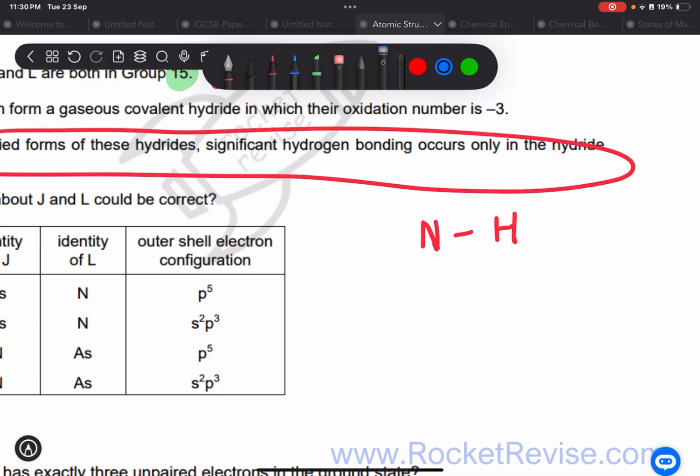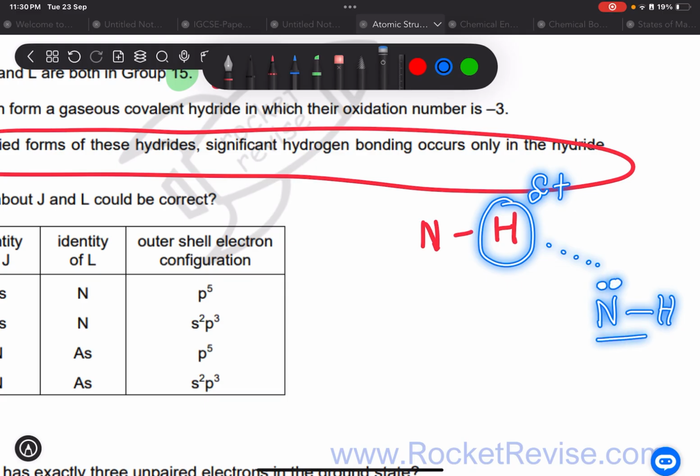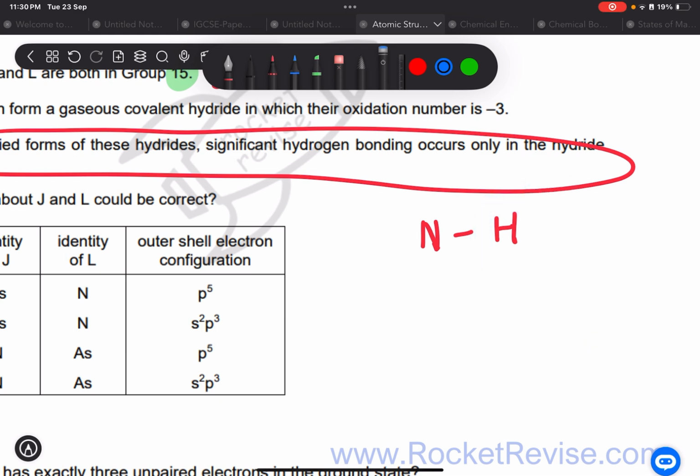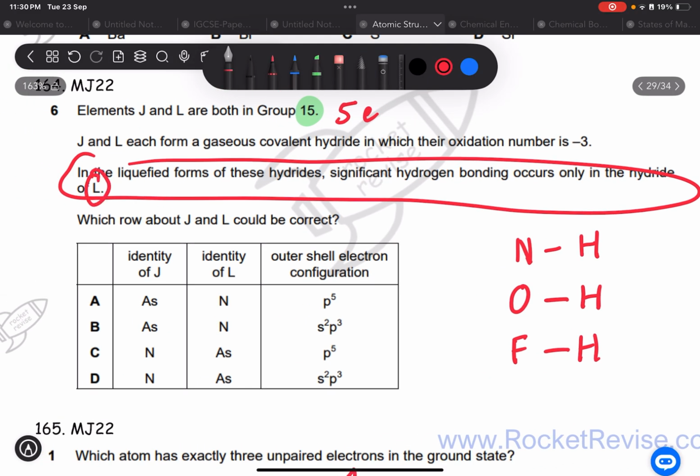And second, when it's polar, this hydrogen, which is going to be partially positive, is going to be attracted to a lone pair on the nitrogen of another N-H bond. On another N-H bond, this hydrogen is going to be attracted to this lone pair. That's what hydrogen bonding is. So in N-H, in O-H, and in F-H there's hydrogen bonding. So that means that L is definitely going to be nitrogen.